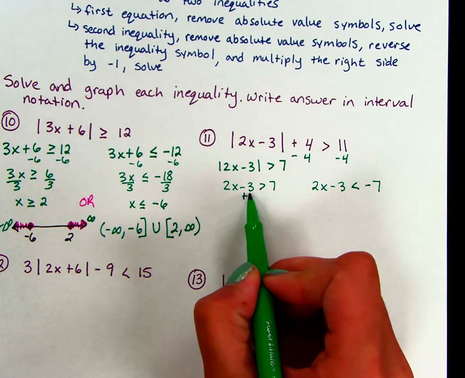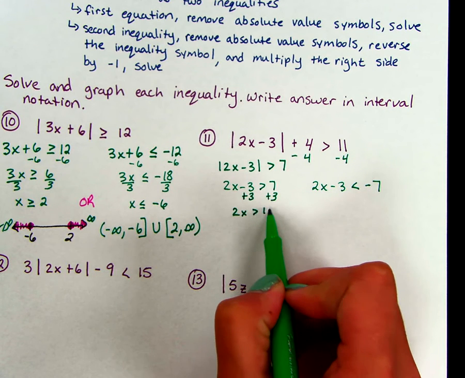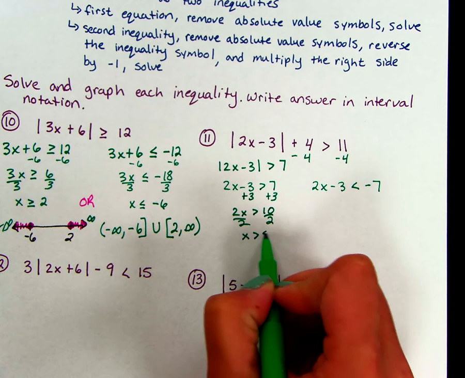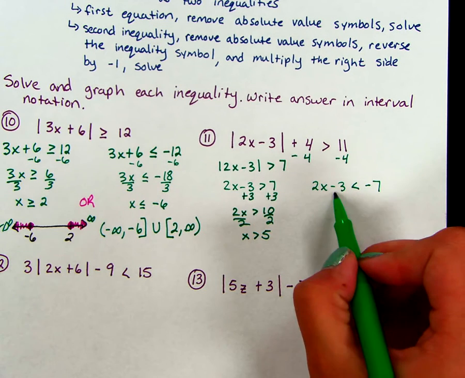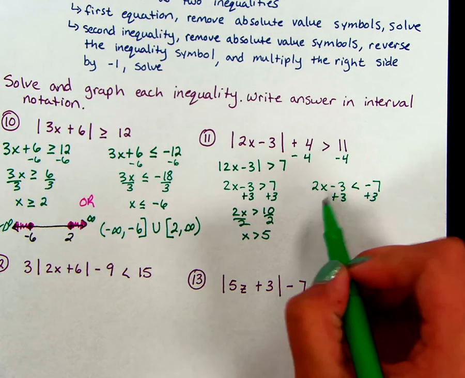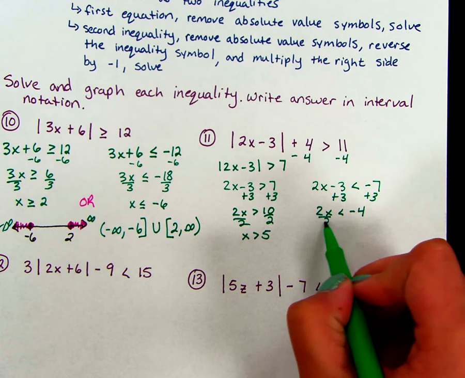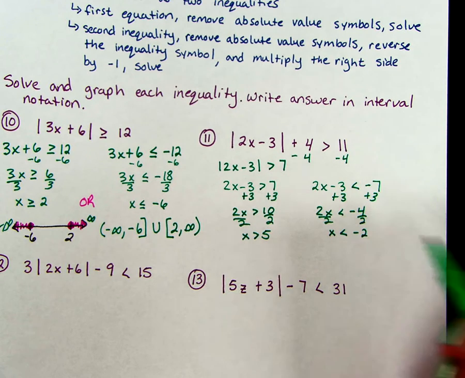First, we're going to add the 3. So 2x greater than 10. Divide by 2, so x is greater than 5. Then we're going to do the same thing to the next one. Again, adding 3 to start with. So 2x less than -4, divide by 2. So x is less than -2.